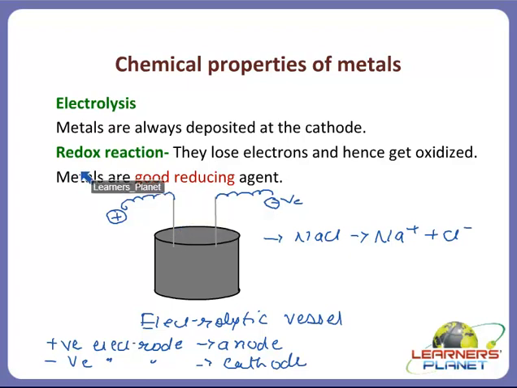Now, there is another point, children, that is a redox reaction. What do you mean by redox reaction? It is a reaction where oxidation and reduction take place simultaneously. So, these metals, what are they doing, children? They are losing electrons. So, what is oxidation? Let's revise this. What is oxidation, children?